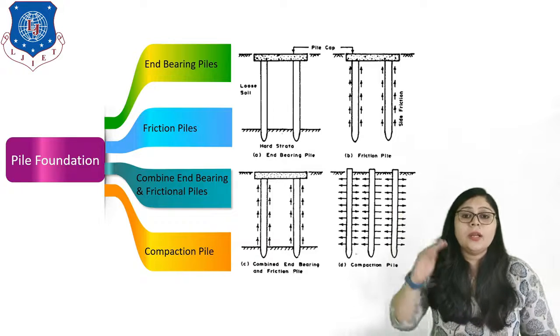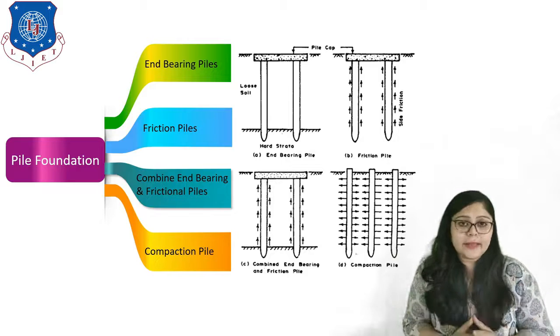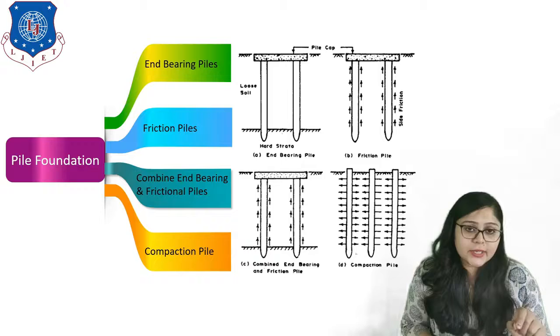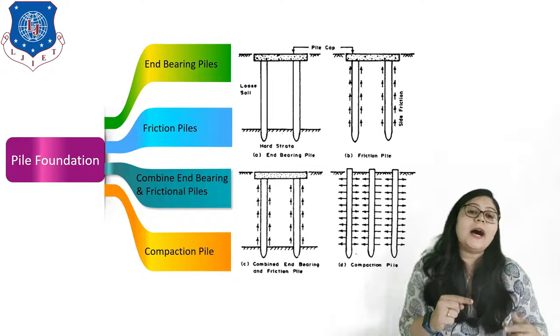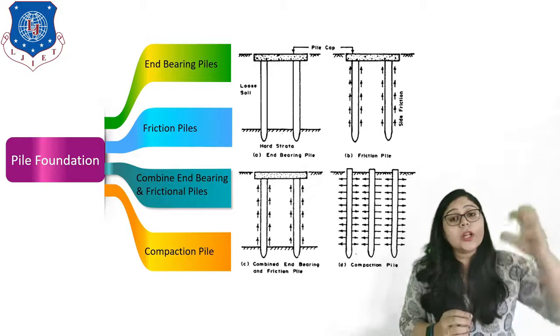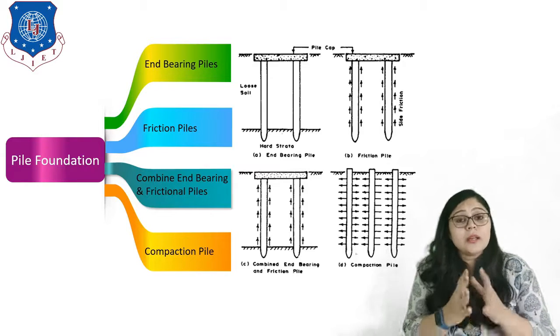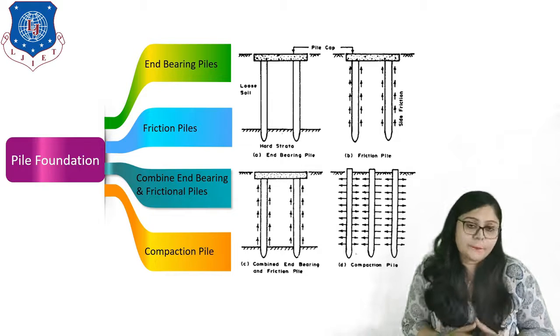So in the first one, the end bearing pile, you can see a hard strata is there. It means our pile should touch the hard strata so that it can transfer load directly to the hard strata, as the total load of the building is quite high over here, so it is most important that our lower strata should be hard strata.